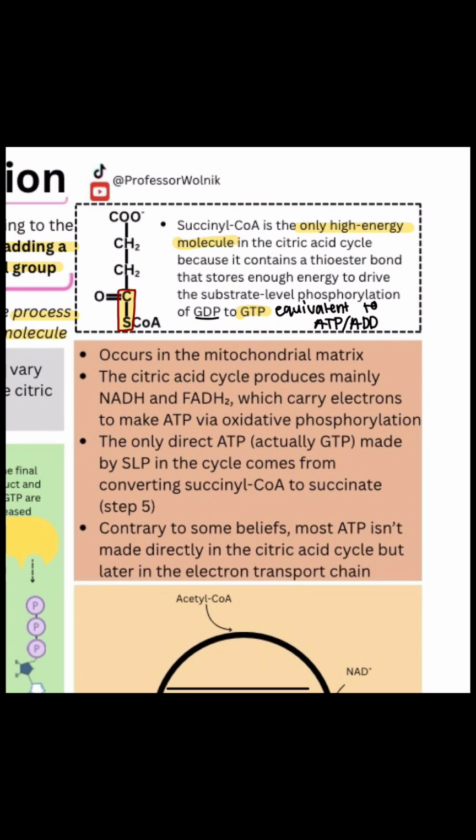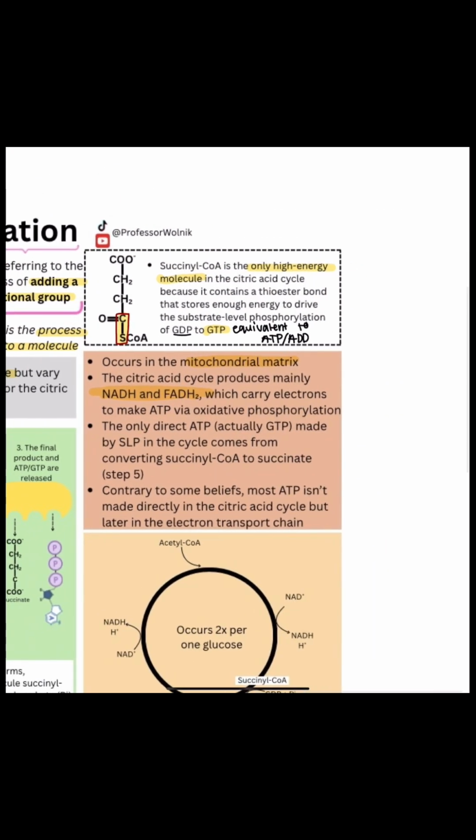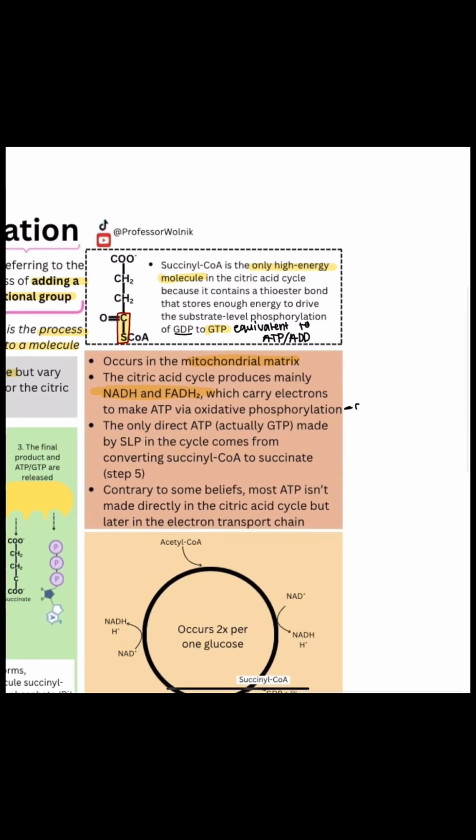This cycle takes place in the mitochondrial matrix, and its main goal is to produce NADH and FADH2, which are electron carriers. Those electron carriers are going to go to oxidative phosphorylation, which is going to make the bulk of ATP. It does not use substrate-level phosphorylation. It uses chemiosmosis. So there's only one step in the entire citric acid cycle where SLP is going to happen, and that is at step 5.